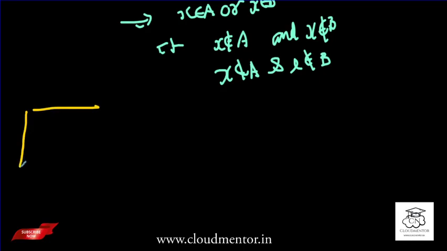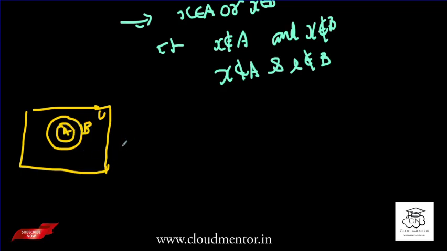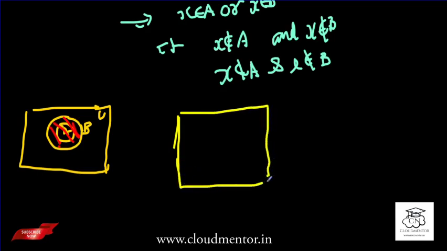So first we need to draw the universal set like a big rectangle that can be represented by U, and inside, if the sets are like this, the outer one be the set B and the inner one be A, then the shaded portion will represent A union B. And if another case be like this, if the sets are like this, if this is A and this is B and this is the universal set, then A union B here will be the shaded portion.